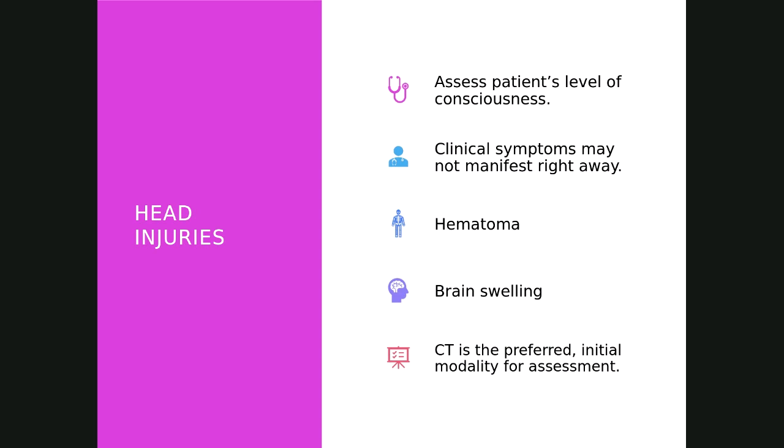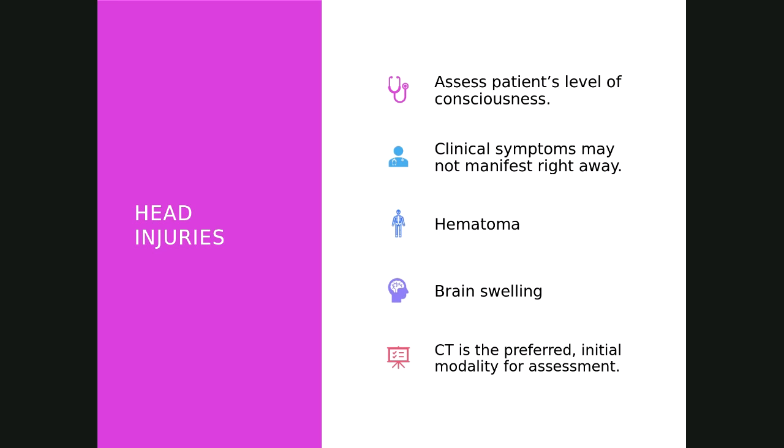So when we look at that, you want to assess where the patient is when you get them. Their clinical symptoms might not manifest right away, so you want to make sure that you evaluate them as soon as you get them, and then periodically thereafter. They could have a hematoma, which is bleeding. They could have brain swelling, and typically they will go to CT as the initial modality for assessment, but it is possible that if it did not present in there, they could be in the radiology department when that happens.